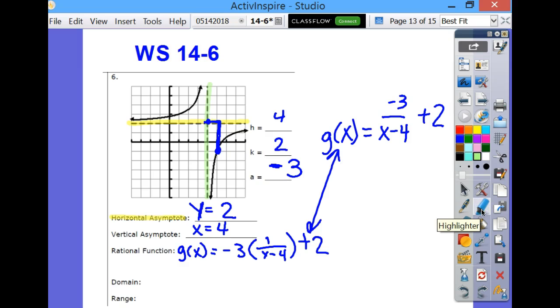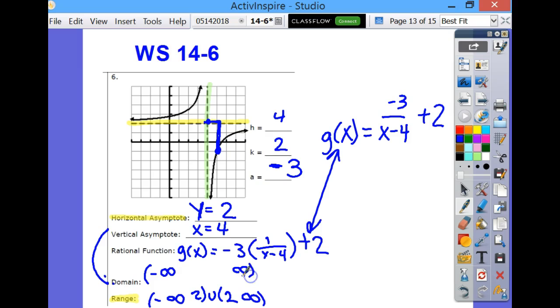Okay. Now the horizontal asymptote has a y in it. So the horizontal asymptote goes with the range because it has a y in it. So the range is going to be from negative infinity to positive infinity with a break at 2. The vertical asymptote has an x, and so it's going to go with the domain negative infinity to positive infinity with a break at 4. Any questions?